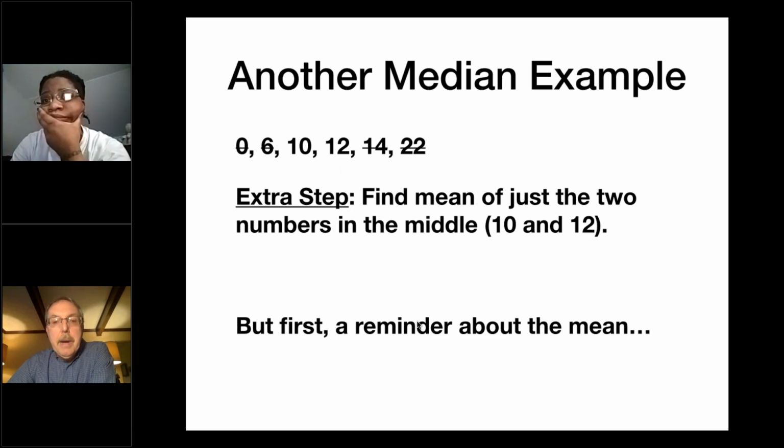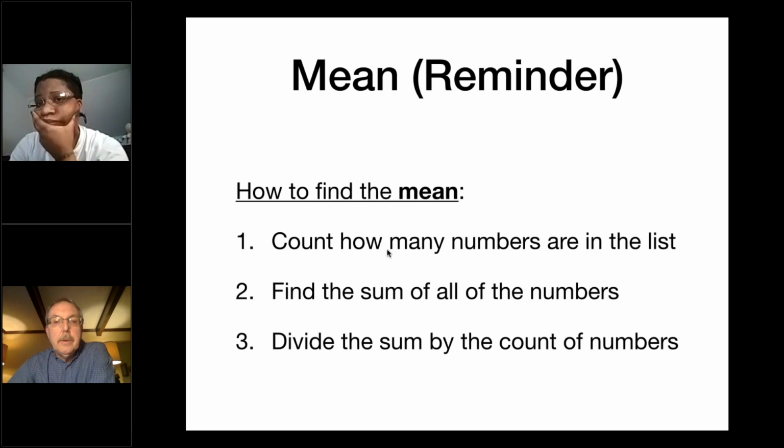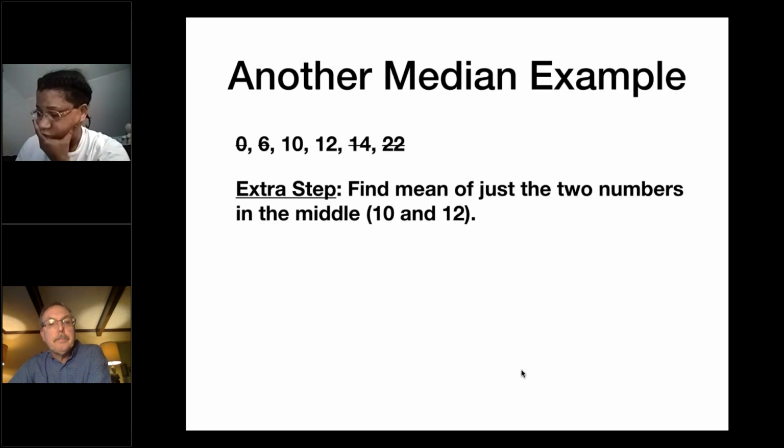Okay, so just a reminder on the mean, what that is. We want to count how many numbers there are, and in this case, there's going to be two numbers because we're only finding the mean of those two middle numbers. We're going to add them together. In this case, we're just going to add those two numbers together, and then we're going to divide what we added by the count. So we're going to divide what we added together by 2. I'll show you that.